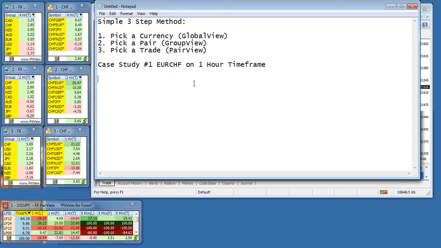So let's take a look at this case study on the Euro Swiss. Based on this information, if you see that the Swiss is very strong on the global view and the euro is very weak on the global view among these multiple time frames, and then you break it down and look at the Swiss versus these multiple time frames from the 4-hour, 2-hour, and 1-hour, what would be your view on the Euro Swiss pair? Let me just ask you that. What is your view on Euro Swiss? Would it be bullish or bearish?